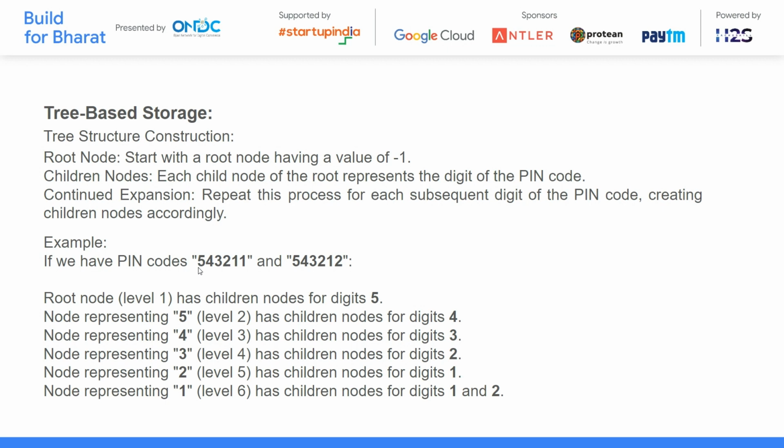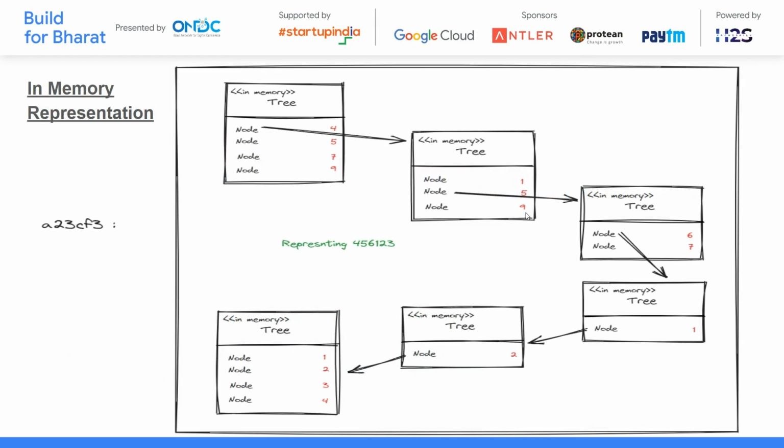This novel approach saves a lot of memory and reduces the time it takes to retrieve data. We don't have to go through all the pin codes. We just have to look up the seller, and in the seller we have to go through only the digits 0 to 9. So this is how our tree will be represented in memory.